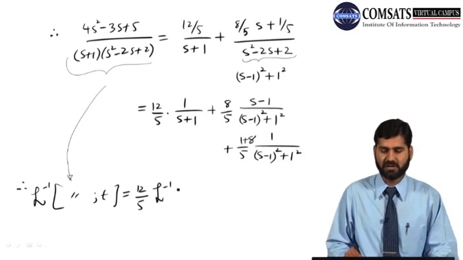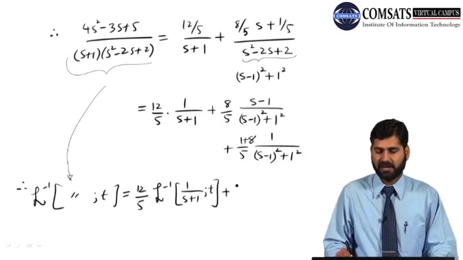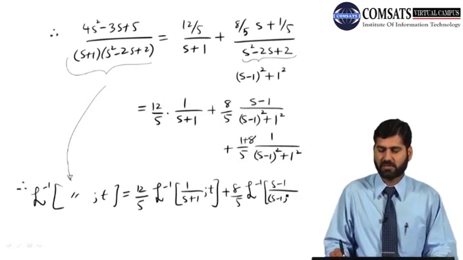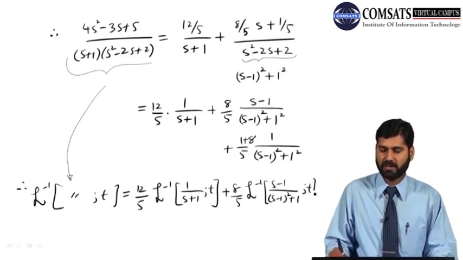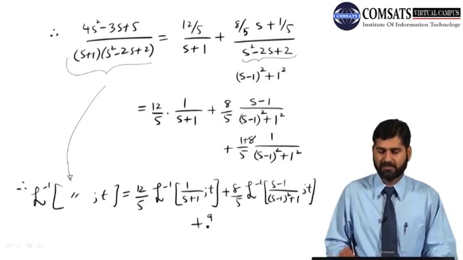12 by 5 Laplace inverse of 1 over s plus 1, plus 8 by 5 Laplace inverse of s minus 1 over (s minus 1) square plus 1, and then plus 9 by 5 Laplace inverse of 1 over (s minus 1) square plus 1 square.